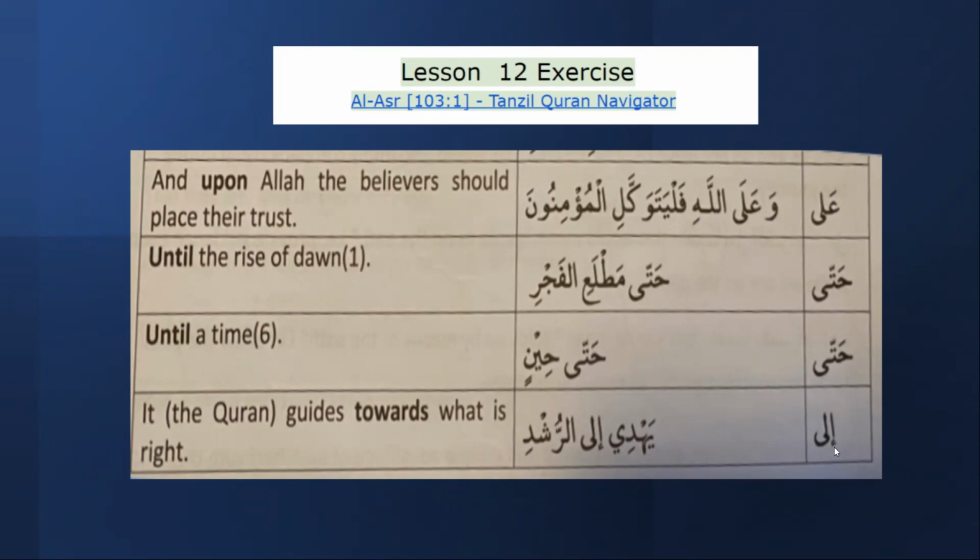Ila, yahdi ila rushdi, towards what is right. Ila rushdi, towards what is right. So in two forms hatta came: hatta hin and hatta matla'il fajr. So these are some examples.